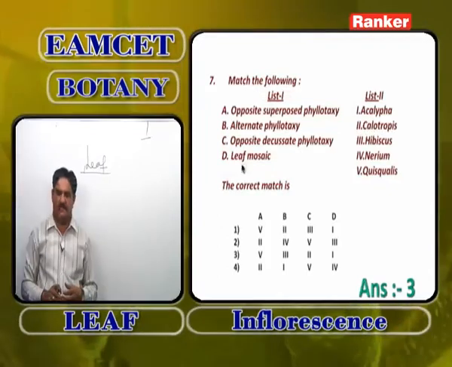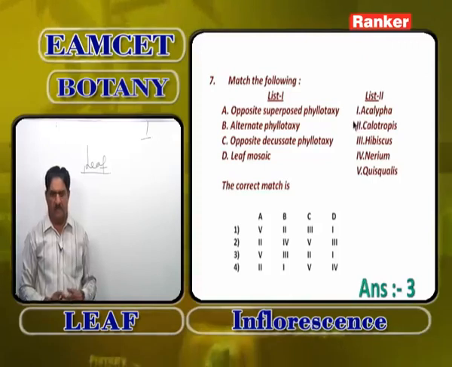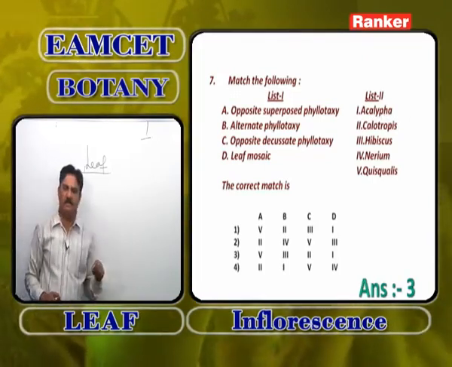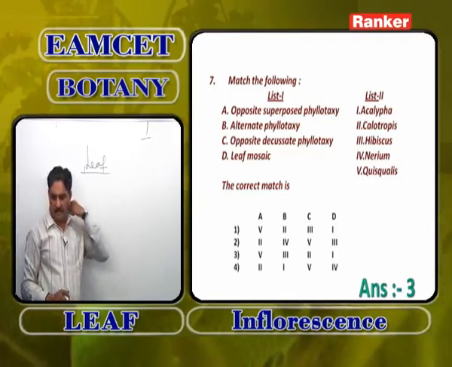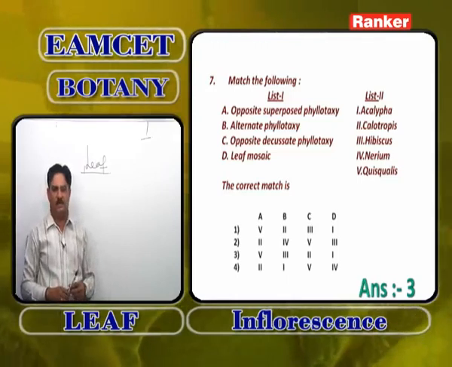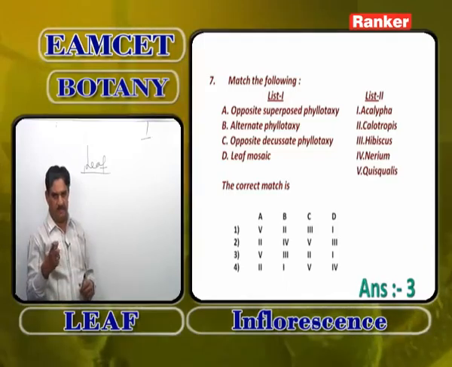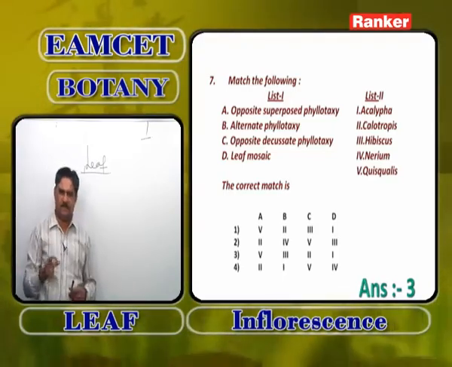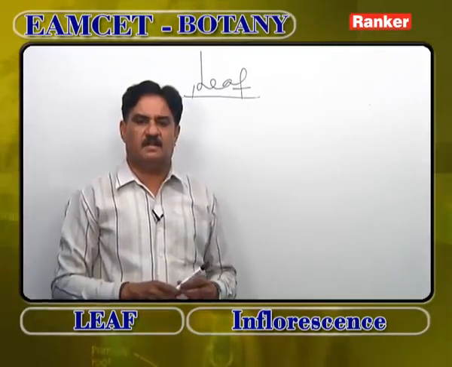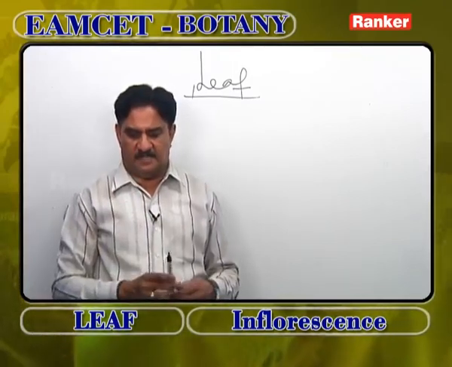Next, leaf mosaic phyllotaxy is found in Acalypha. What is leaf mosaic phyllotaxy? It is an alternate type of phyllotaxy, but all the leaves get an equal amount of sunshine. Why? Because lower leaves show long petioles, upper leaves show short petioles. Lower leaves are broad, upper leaves are small. The upper small leaves are arranged in the gaps left by the lower large leaves. That way all the leaves get an equal amount of sunshine.